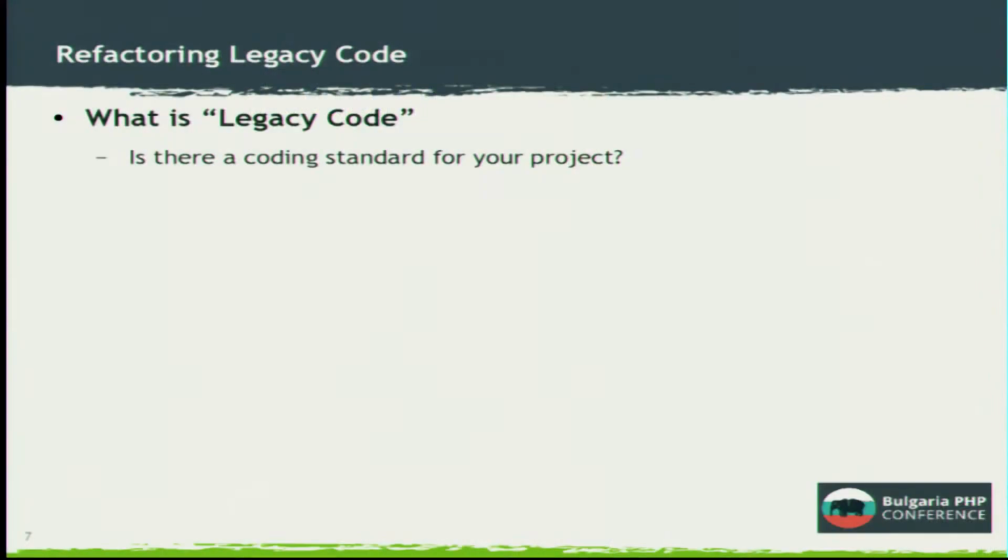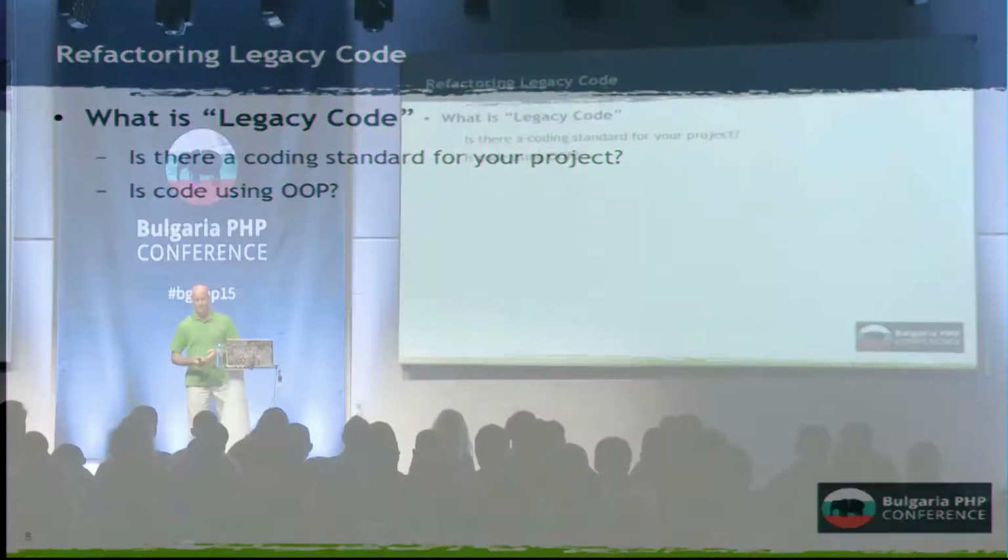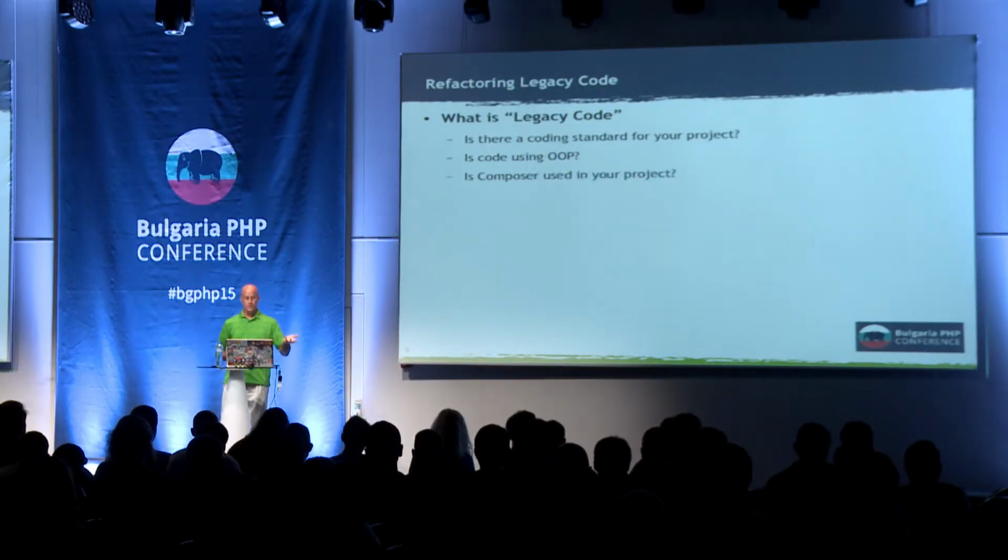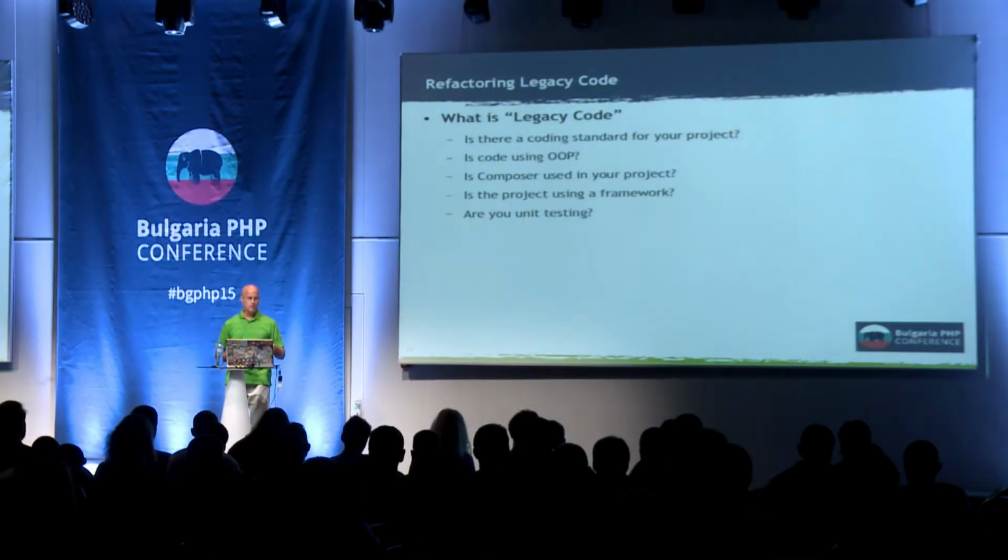So, to start with, what is legacy code? Well, legacy code, if you're working on a project, and in that project you don't have a coding standard for the project, or maybe the code is not using OOP. Maybe you're not using Composer, so that way you can pull in external libraries. Maybe the code base you're working on is not necessarily using a framework, right? Maybe you're not doing unit testing.